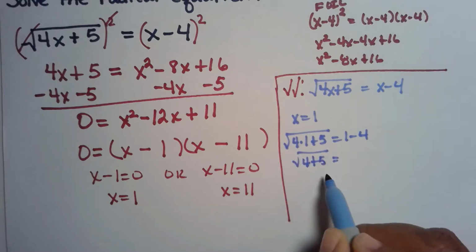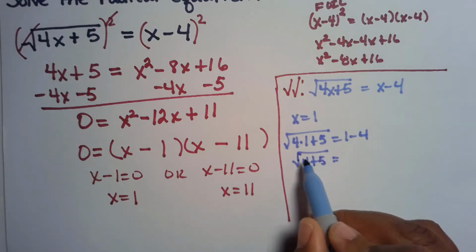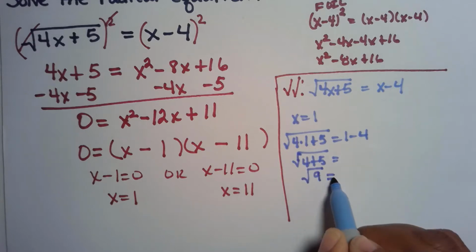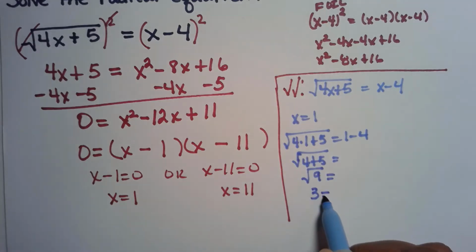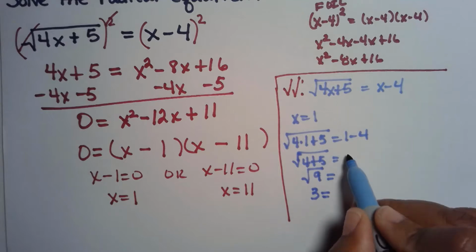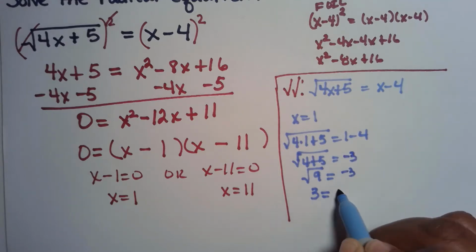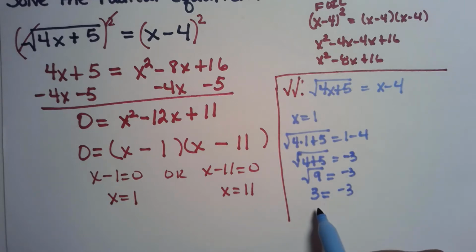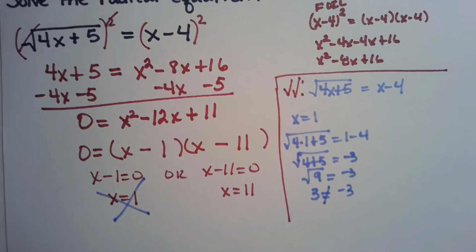Let's do the left-hand side of this. The square root of 4 plus 5 is 9, and the square root of 9 is 3. Then on the right-hand side, we have 1 minus 4. That's negative 3. So as we look at this, 3 does not equal negative 3. So at this point, 1 is not a solution.